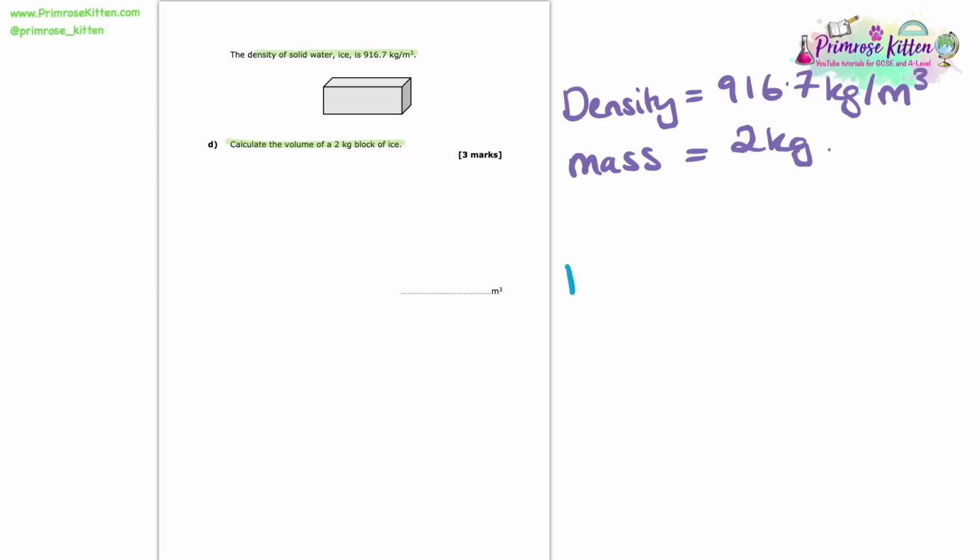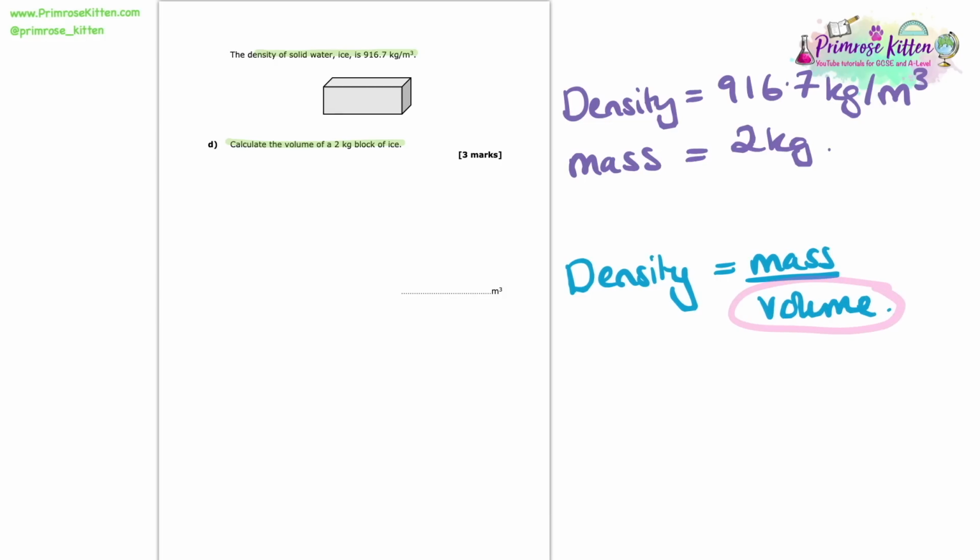I always like to lay out the information they give me in the question too. So I've written down what the density is and what the mass is so that it's nice and neat and tidy. So now we know density is mass over volume. Now we need to find the volume. Now to do this, we need to rearrange the equation.